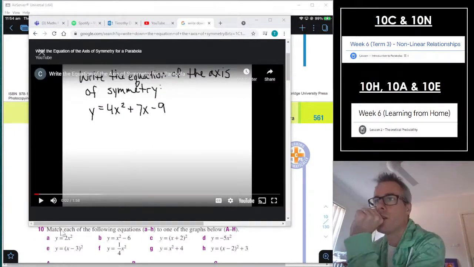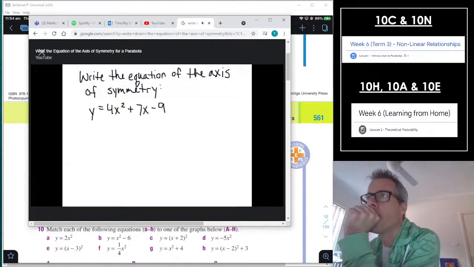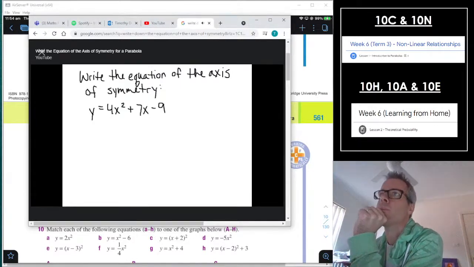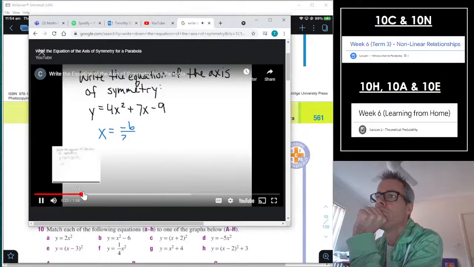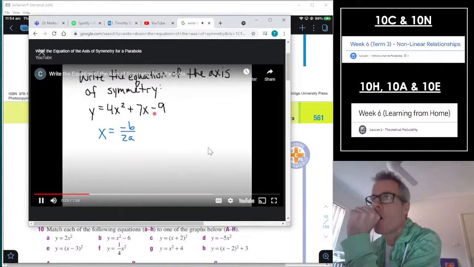For anyone that's still here, this is how we solve problems. What we're being asked to do is write the equation of the axis of symmetry. What's given to us is the equation of a parabola, also known as a quadratic function. The formula is something we have to memorize, it's not always given to us. The formula is x equals negative b over 2a.